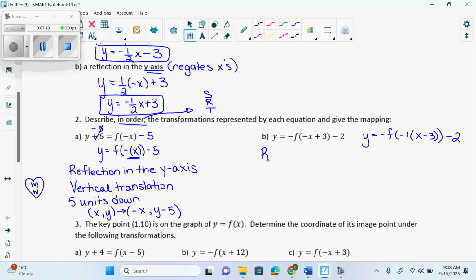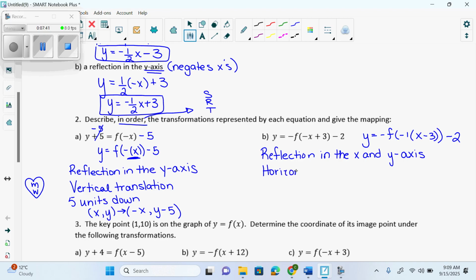So, let's talk about reflections first. The only ones you can actually put together is reflections. So because it's negative on both, I can say a reflection in the x and y axis. It's the only one you can put together. Okay? And then we have a horizontal or vertical, doesn't matter which one, but translations come next.